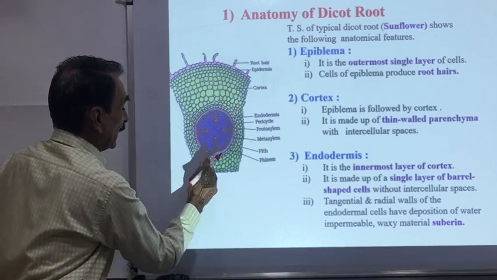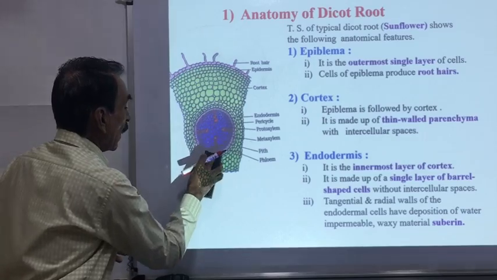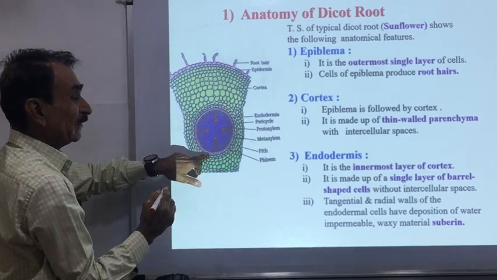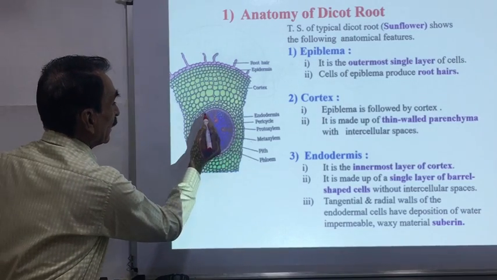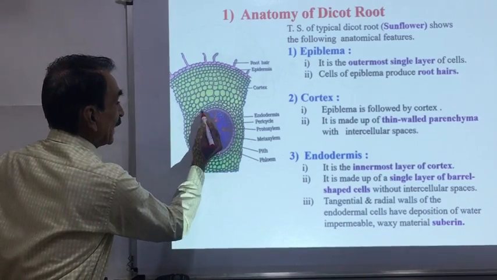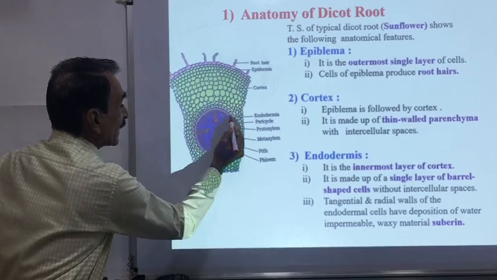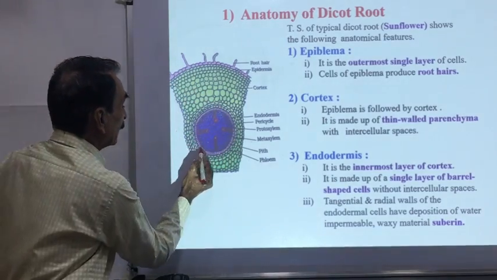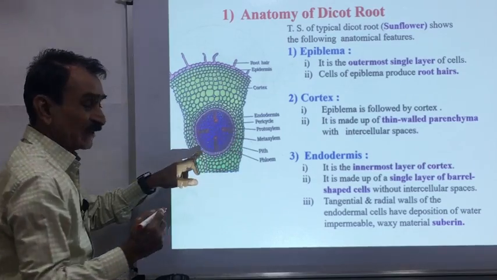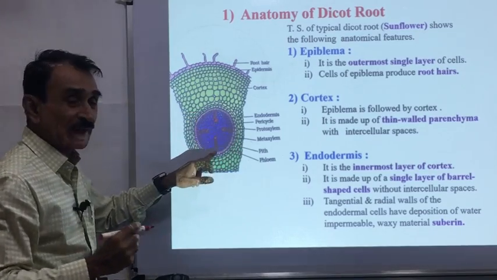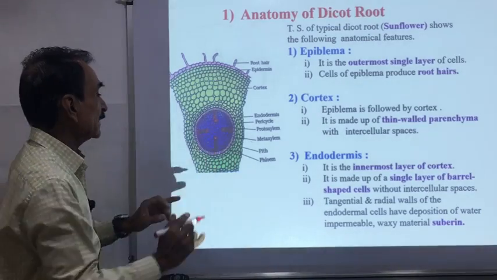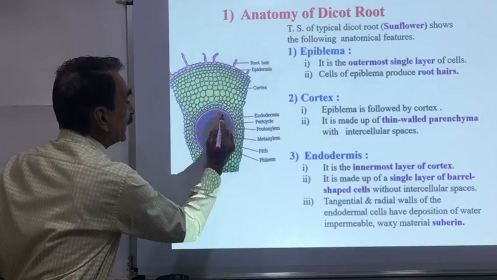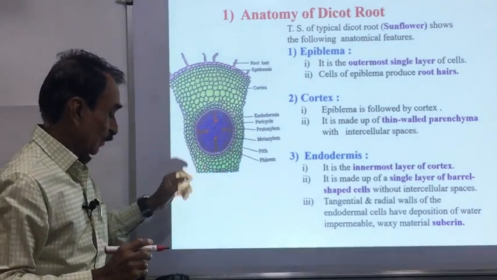The tangential and radial walls of these endodermal cells are thickened with suberin. So endodermis is the innermost layer of the cortex. It is made up of a single layer of barrel shaped cells, and the tangential and radial walls of these endodermal cells are thickened with suberin.